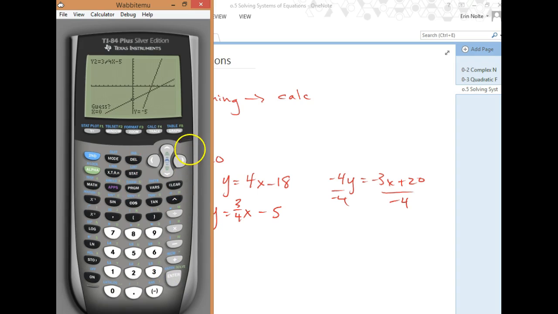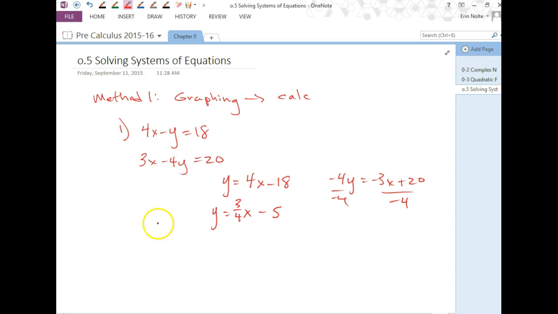And then a guess. Now a guess becomes important if you have 2 functions that cross more than once, like maybe you have a straight line with a parabola. Okay, so you would have to say, I want you to find this intersection and put your cursor really close to that one. But if they only intersect one time, you can just hit enter and it will know which intersection you're looking for. So I'm going to hit enter. Okay, so I got an intersection of 4, negative 2. And so I'm going to write as my answer 4, negative 2. Okay, I will write it as an ordered pair. I'm finding a point where they intersect.